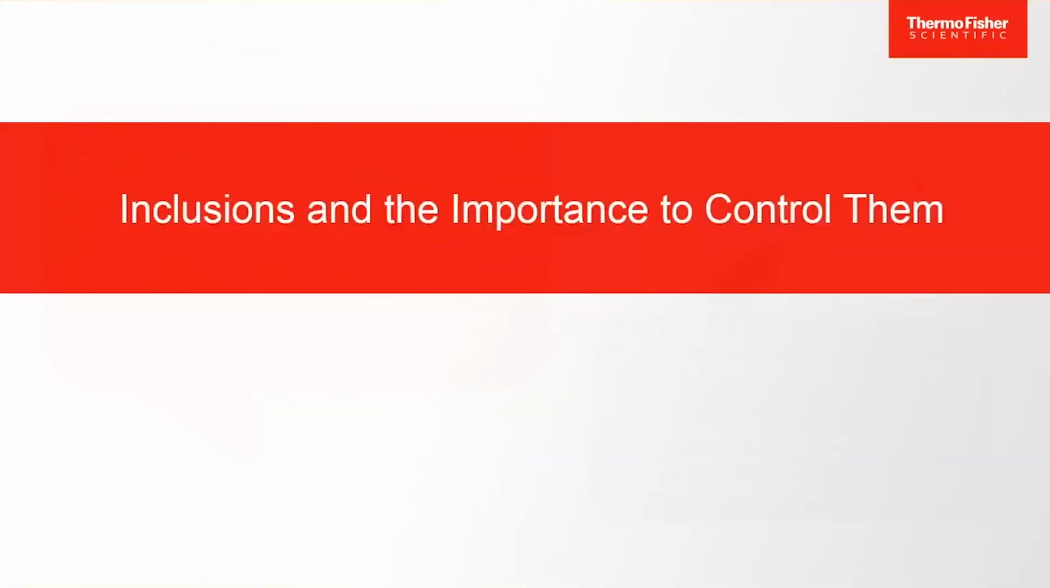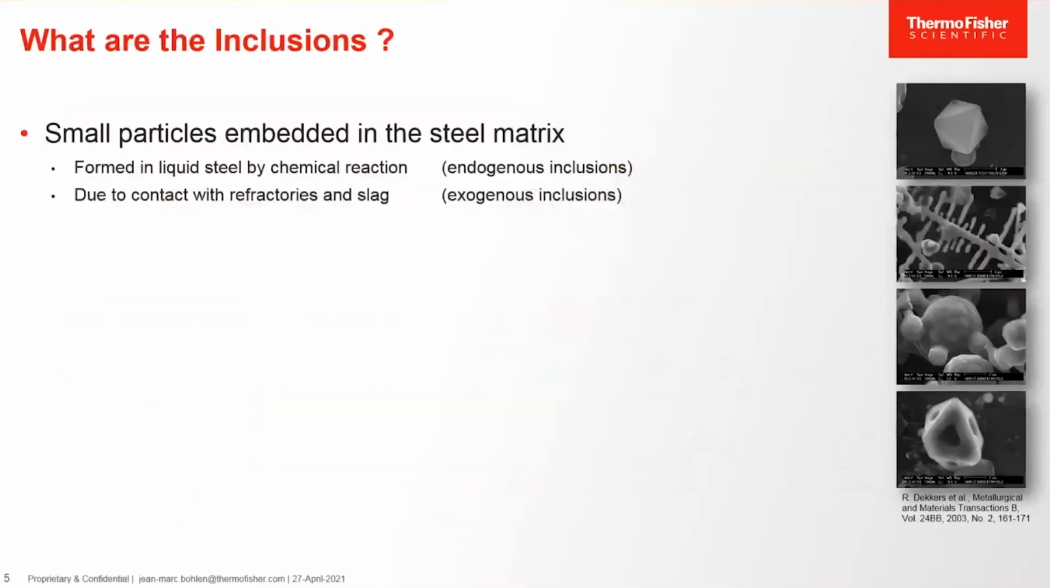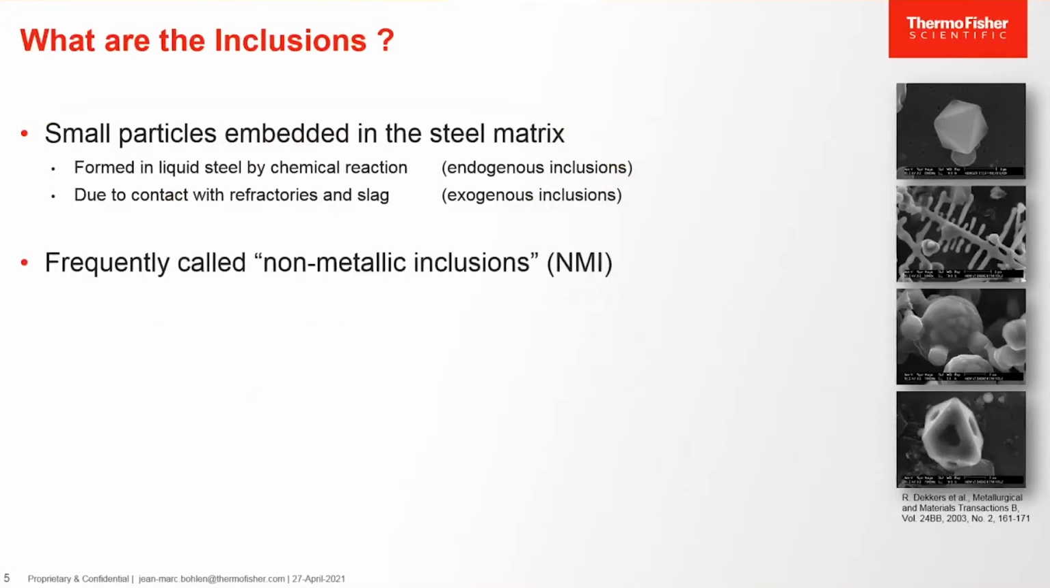So the first section of this presentation is about inclusion and the importance to control them. What are the inclusions? Inclusions are small particles embedded in the steel matrix. They can be formed in the liquid steel by chemical reaction, and they are called endogenous inclusions, or they can be due to contact with refractories and slag. In this case, they are called exogenous inclusions. Most frequently, they are called non-metallic inclusions or NMIs.